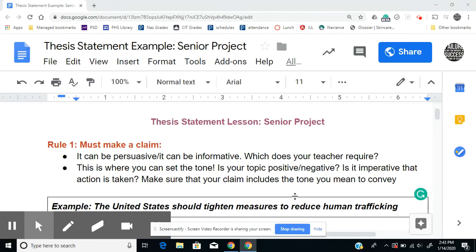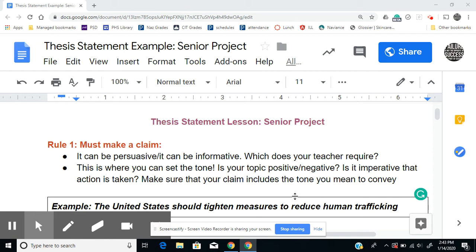Hi, today we're having a lesson on thesis statements. The first thing with a thesis statement is it must have a claim. You must be making some sort of statement. That statement can be persuasive, where you're trying to get your audience to agree with you. It can be informative, where you're just explaining the importance of something or educating your audience about some sort of process. Find out what your teacher requires.